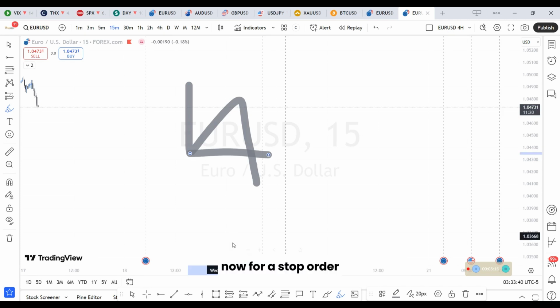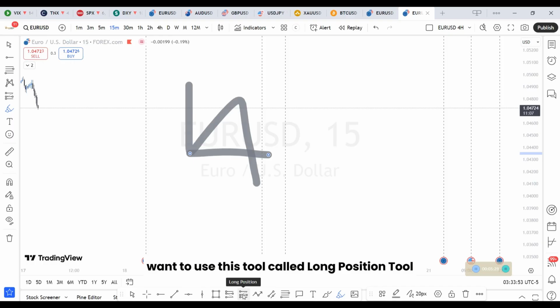Now, for a stop order, in a bearish structure you want to use this tool called the short position tool, and in a bullish trade we want to use this tool called the long position tool.